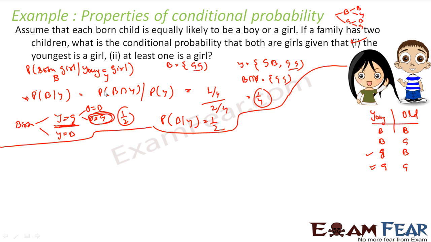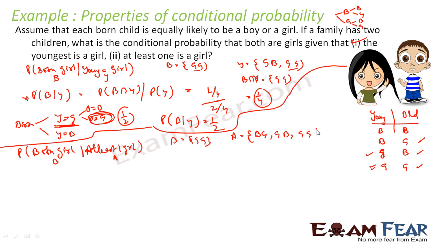Let's see the second part: the probability that at least one is a girl. That is the probability of both girls given at least one girl. So let's assume this is the B set and this is the A set. The B set I know will have the GG element. The A set, at least one girl, has 3 elements. That is, it can be boy girl, girl boy, or girl girl.